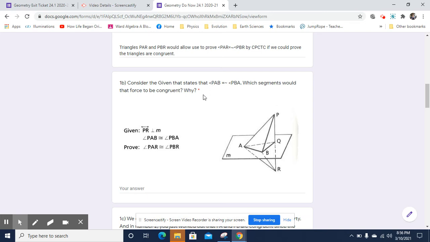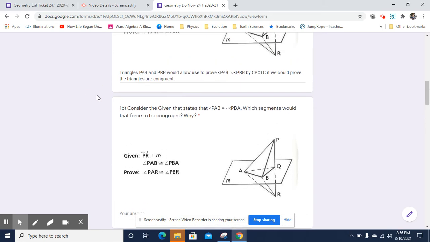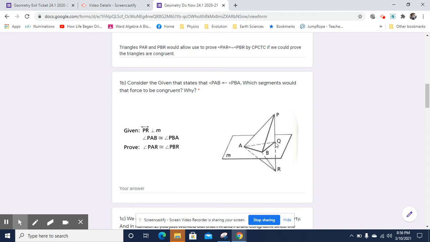But let's take a look at some other information. So that's actually one side, right? And that could be useful. What does angle PAB and PBA being congruent force to be congruent? What segments would that force to be congruent? Well, that means these are congruent base angles of a triangle, which makes this an isosceles triangle. PAB is isosceles, and the sides that are opposite those angles, PA and PB, are going to be congruent. And so now we've got this side and this side being congruent.